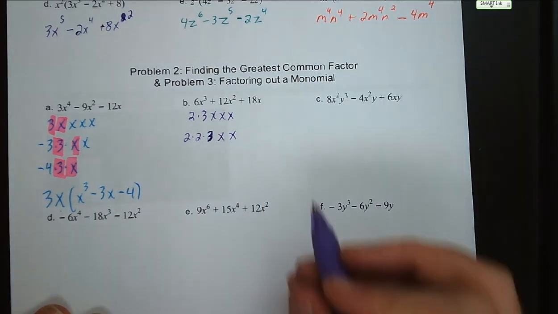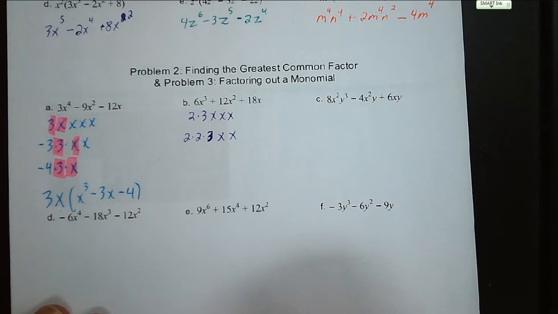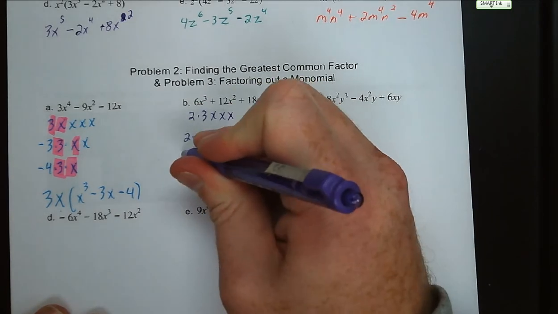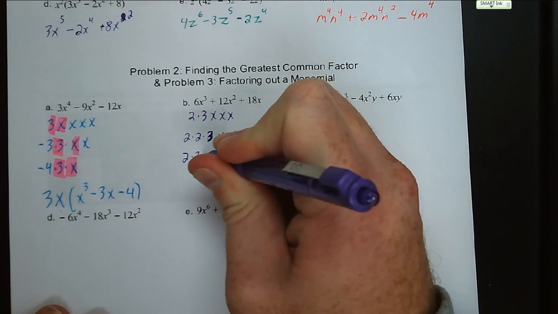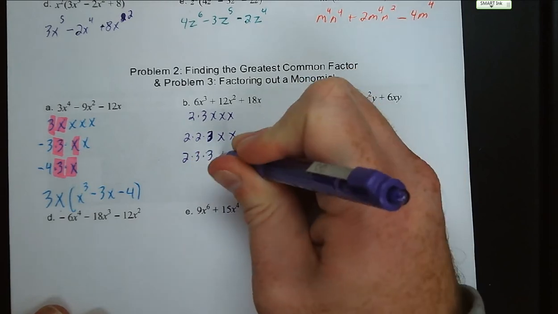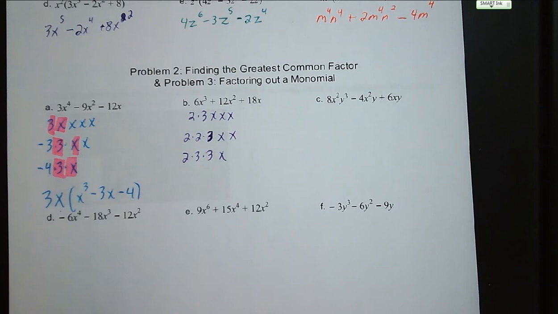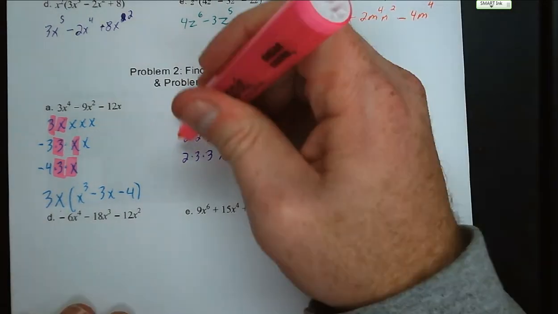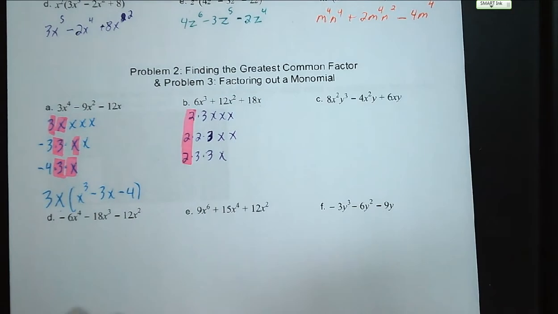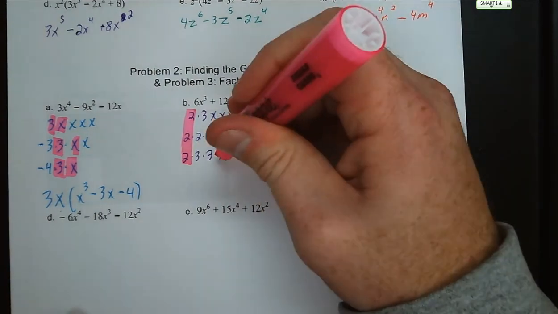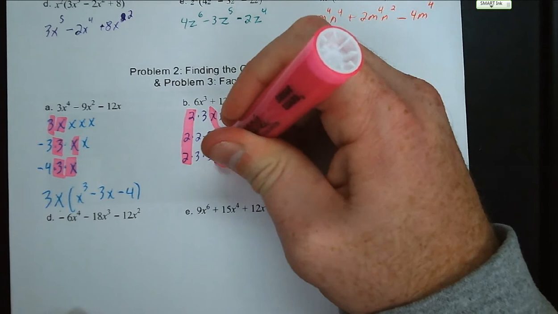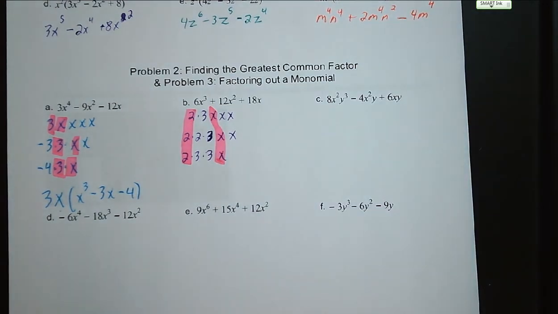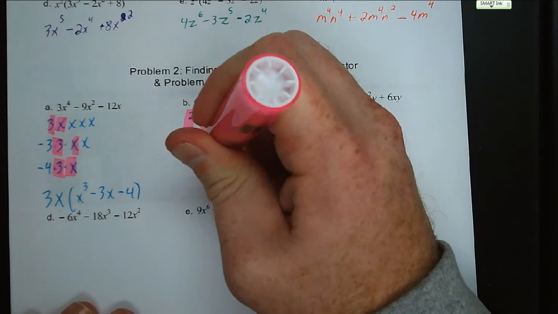My third term, 18x, we've got 2 times 3 times 3 times x. So now we need to identify what numbers and what letters do I have that are common in all three of our factors. Well, I have a 2 in all three of them, and it looks like I have an x in all three, and there's a 3 in all three.